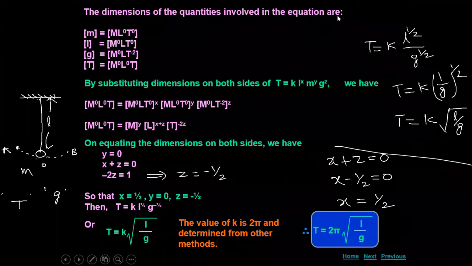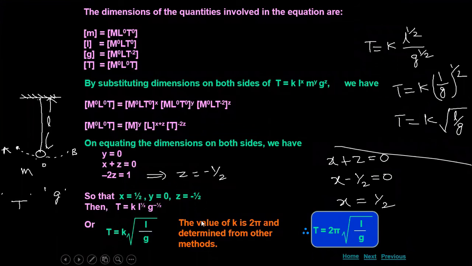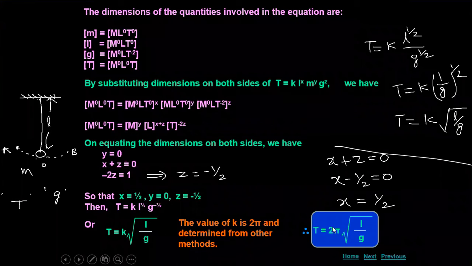Here actually we will be doing it in another method. The constant will come as 2 pi. We will be doing it further in the oscillations chapter.